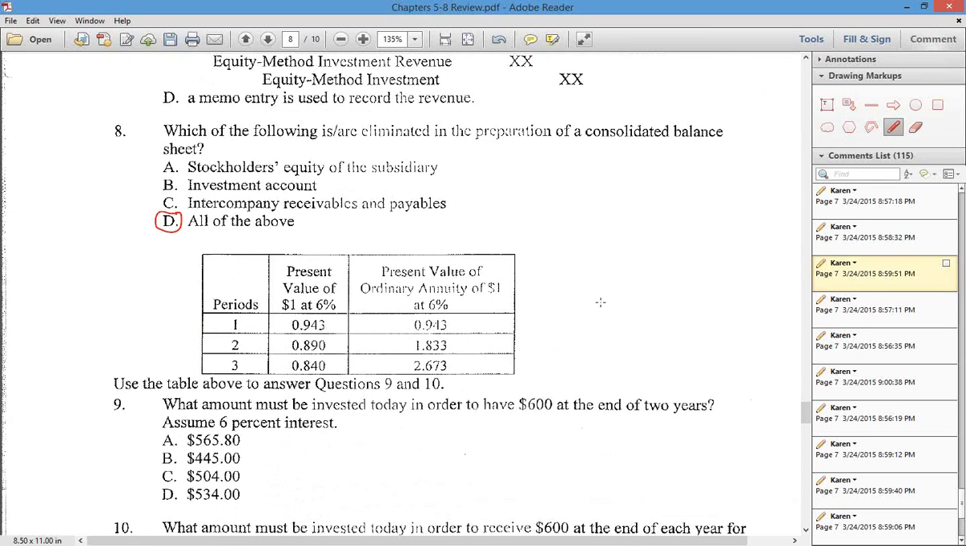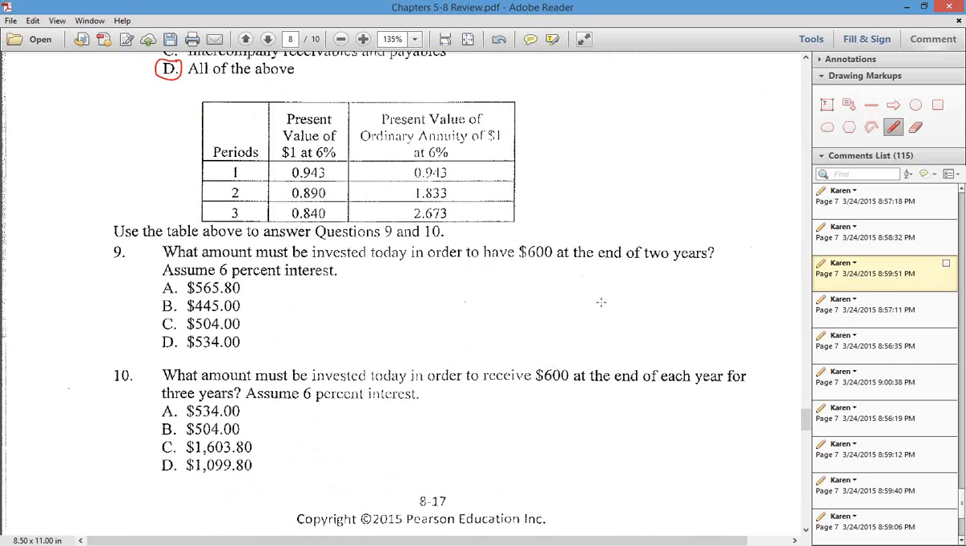So 8 was D, and then let's look at 9 and 10, and then we'll finish this up. So this is the present value, and it's just, do you know the difference between an annuity and the lump sum of $1 or present value of $1? So let's see if you can get these for me. So what amount must be invested today in order to have $600 at the end of 2 years? We're going to assume a 6% interest rate. So they give us two tables. They give us the 6% of $1 and the 6% of annuity.